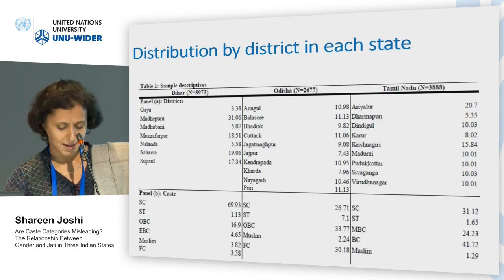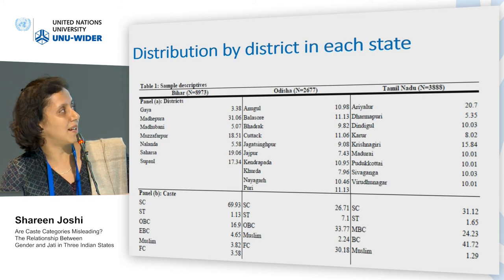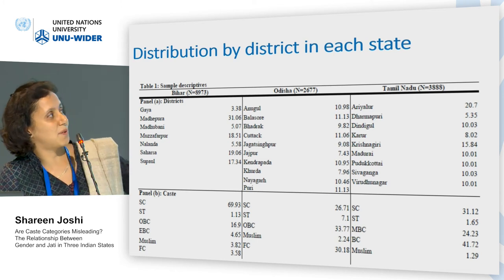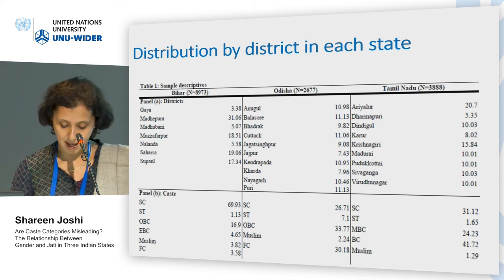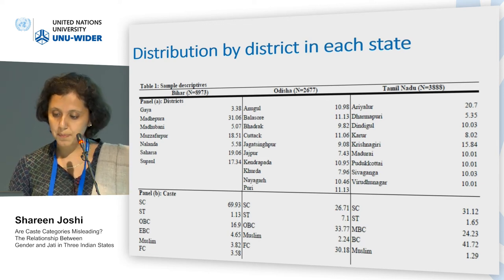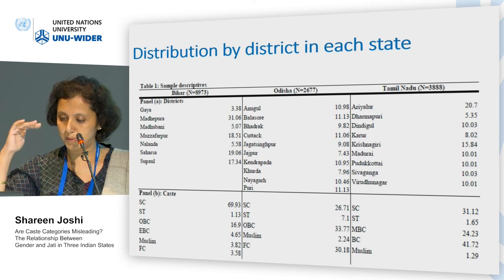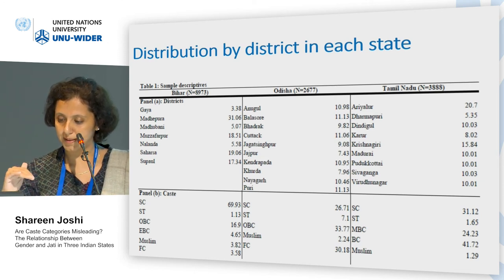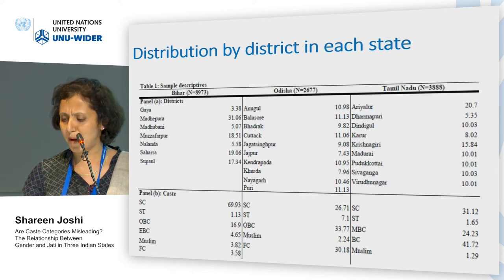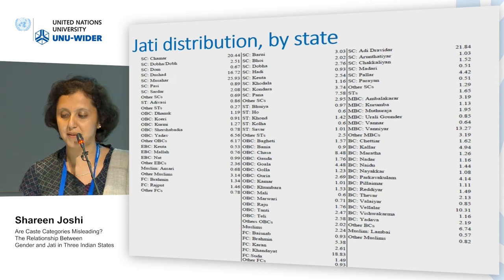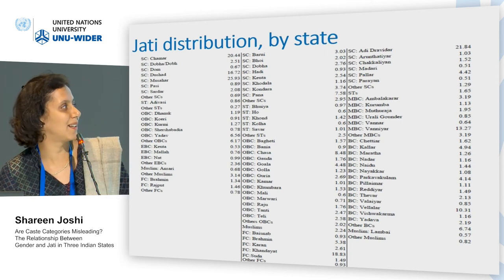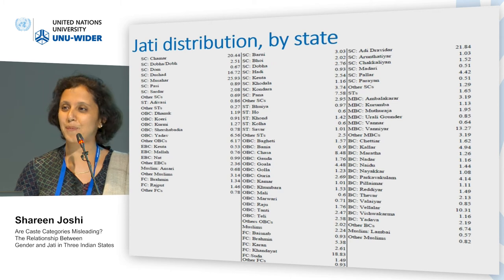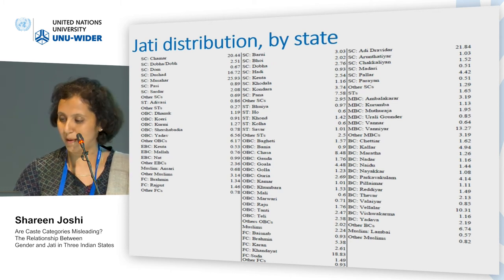Sorry, this still has the three-state data, but you can look at the left column for Bihar. You basically have on the front the districts that we sampled, and you can see there are 7 districts over here. And then you have the breakdown by SC, ST, OBC is other backward caste, EBC, extremely backward caste, Muslims, and forward castes. I will not expect anybody to look at our breakdown of jati. I'll talk more about these specific groups in a couple of minutes.